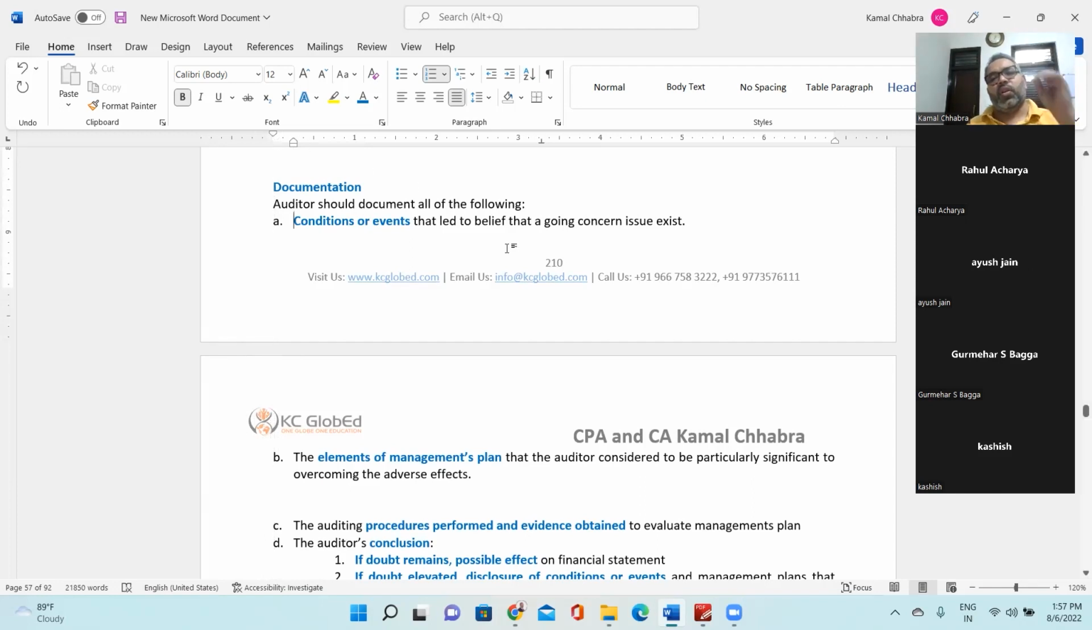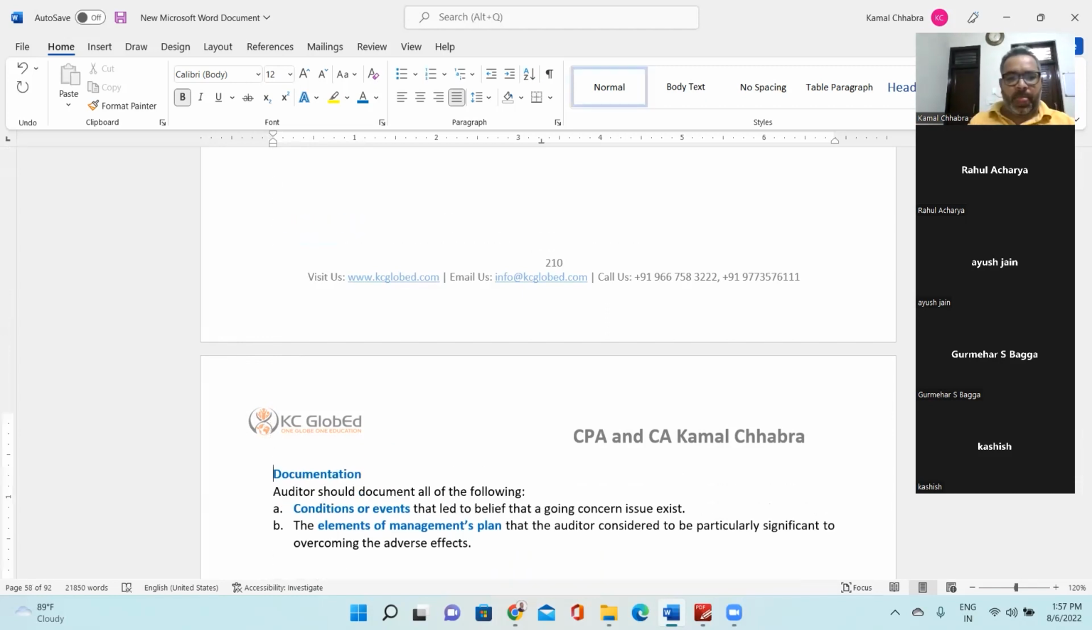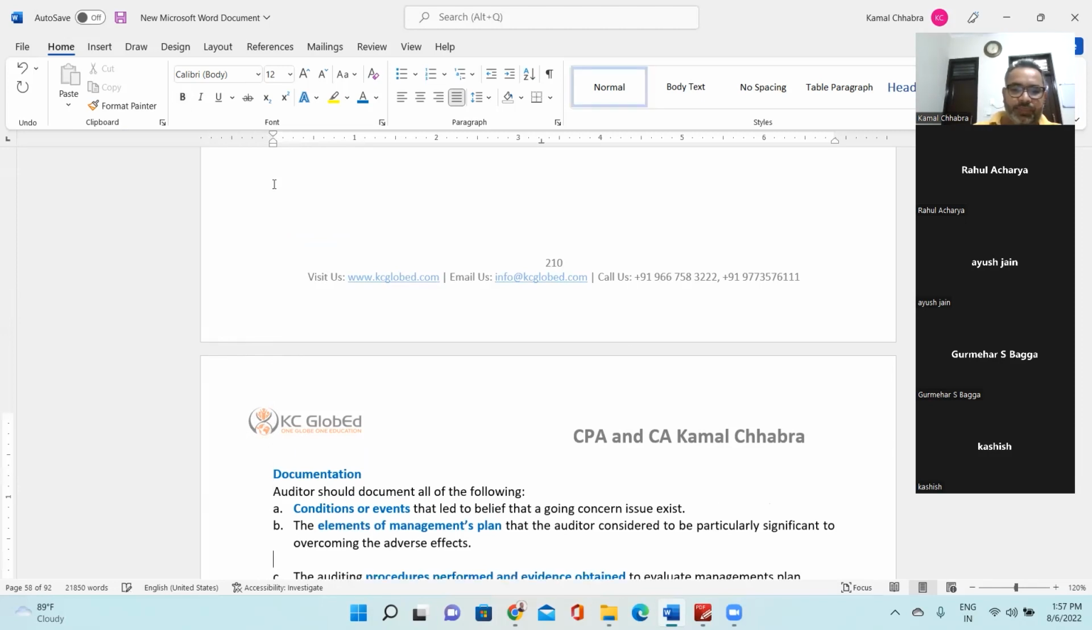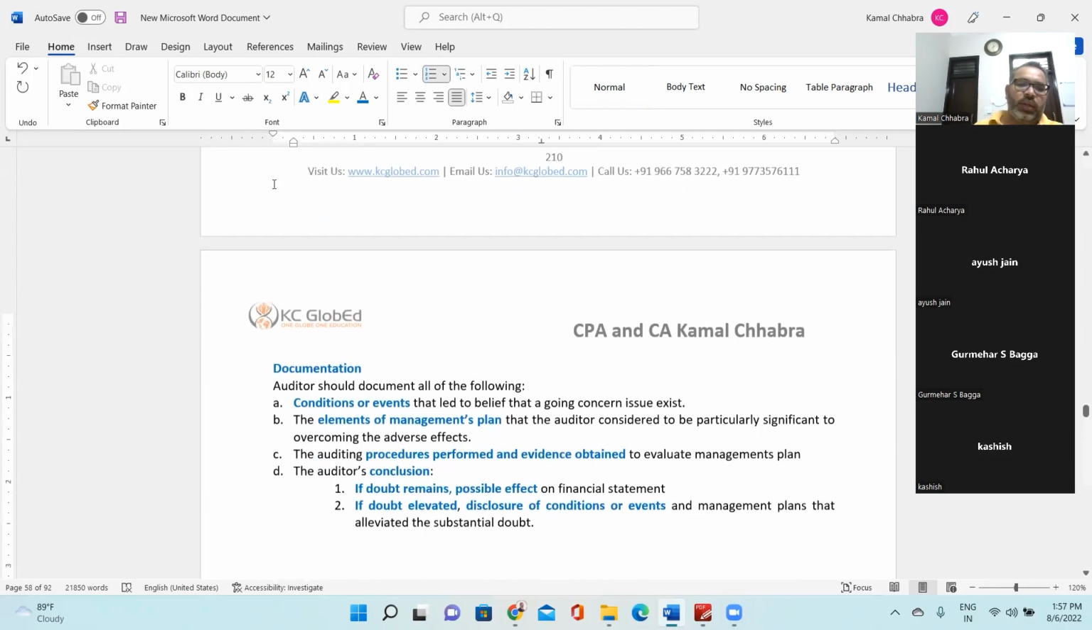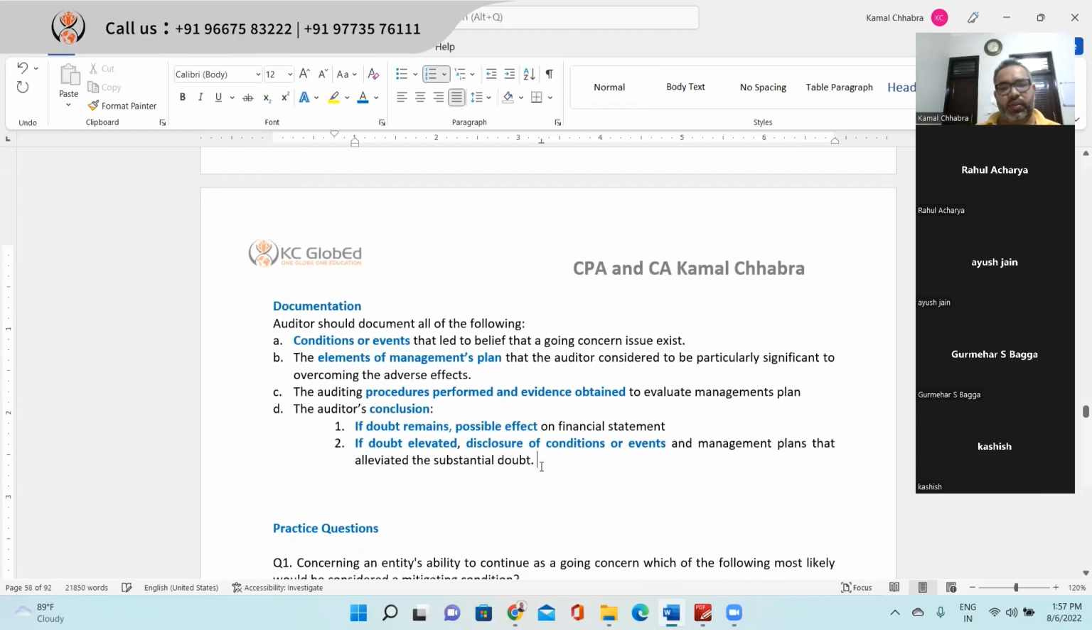So the auditor should document all of the following: conditions and events that the auditor believes exist that may result in a going concern issue, right? Second thing is the element that the management plans to overcome those issues. Third is the auditor procedures they have performed. Fourth is the auditor conclusion, right? All these things you need to document properly in your audit work paper.